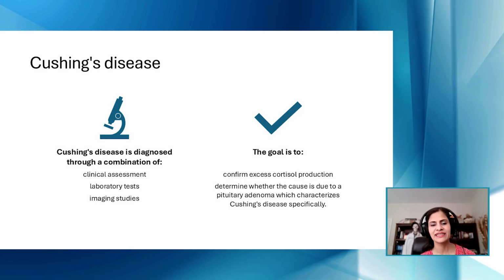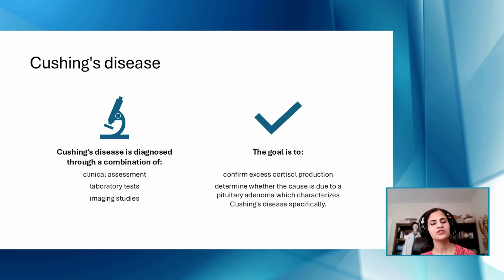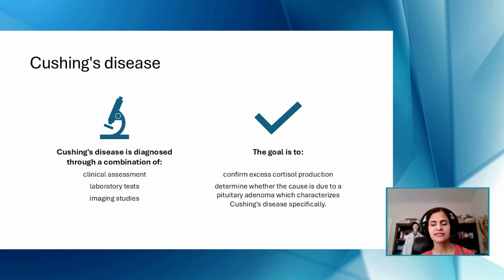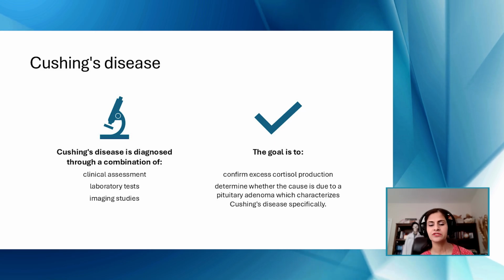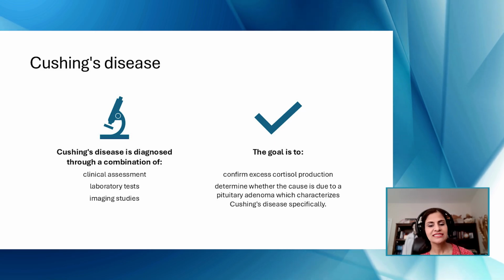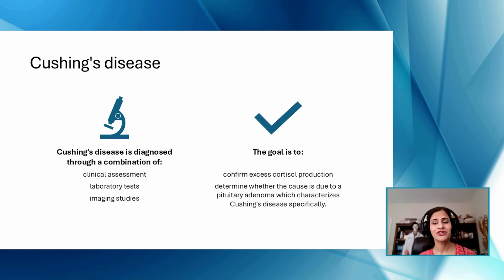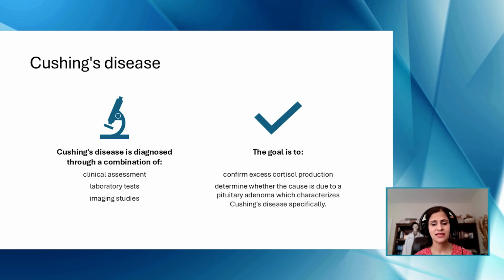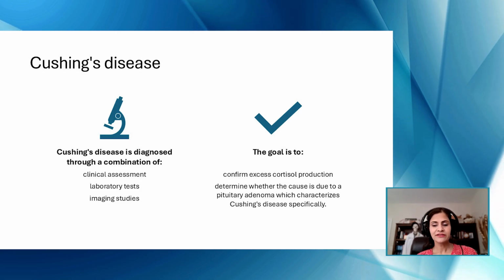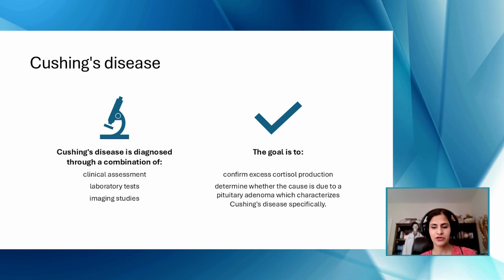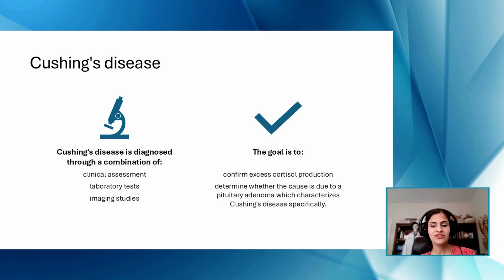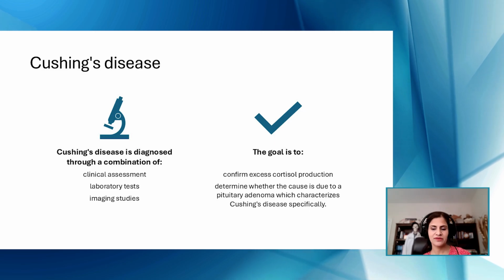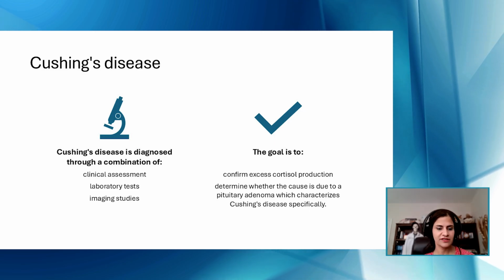Cushing's disease is an excess of cortisol levels that are ACTH dependent and come from a tumor of the pituitary gland. This is separate from Cushing syndrome from an adrenal etiology, which we are not discussing today as we are focusing on pituitary conditions. Cushing disease is diagnosed through a combination of your clinical assessment, your lab studies, as well as your imaging studies. The goal here is to confirm excess cortisol production and determine whether the cause is due to a pituitary adenoma, which characterizes Cushing disease specifically.